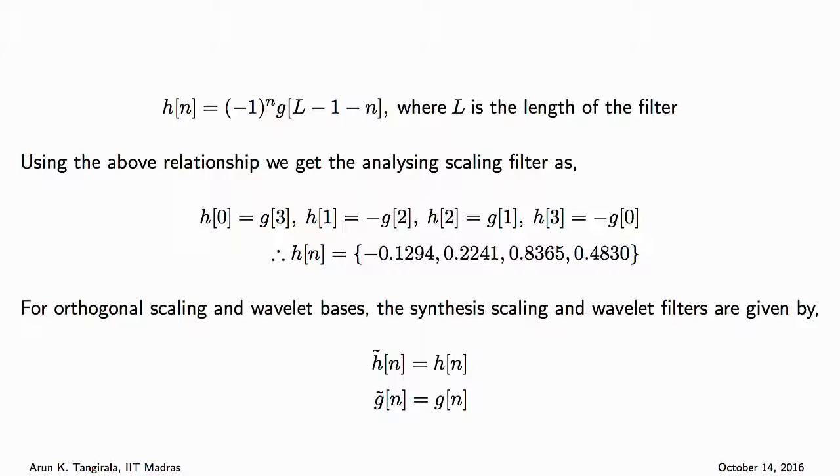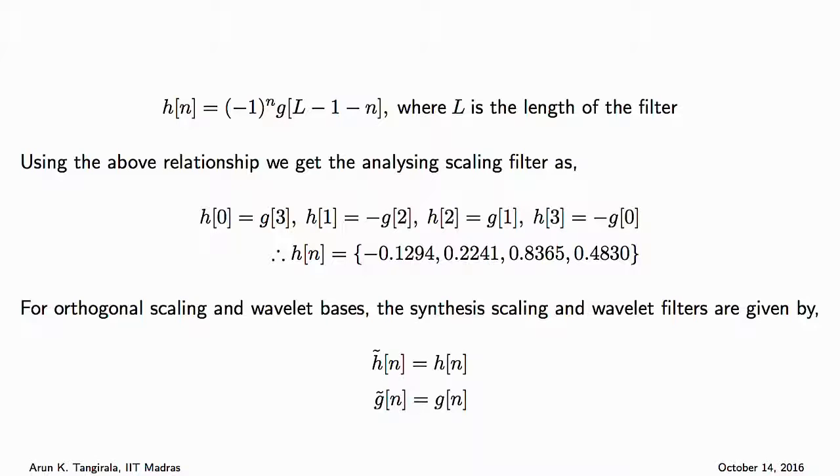So, here h of n is minus 1 raised to n g of L minus 1 minus n, where L is the length of the filter, all right. When L is 2, for example, like in a Haar filter, then it simplifies to the expression that you have seen in the lecture notes. So, we can use this relation between the analyzing scaling filter and the wavelet filter. We are given the analyzing wavelet filter. So, I know the G's and I have to get the H.